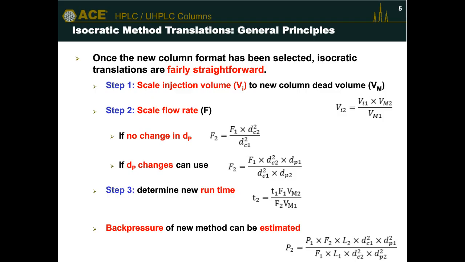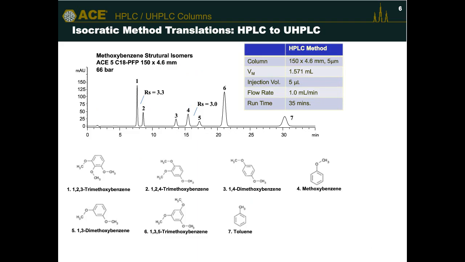So I'm going to work through an example because I think that explains this translation much more readily. But the equations that you see here are all relevant as we go forward. So this is our original method. These are some methoxybenzene isomers run on an HPLC column, 150 millimeters, 5 micron particle size, and 4.6 millimeter ID. So we have an isocratic method with a runtime of 35 minutes. And you can see the structures of the analytes at the bottom of the screen.